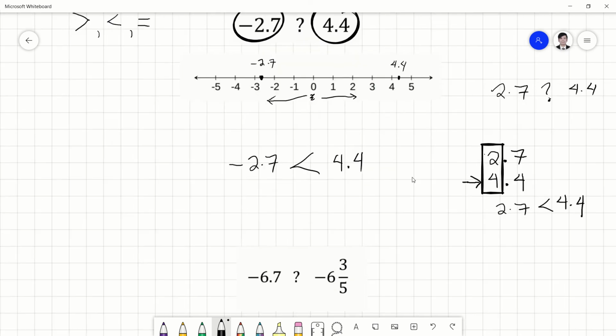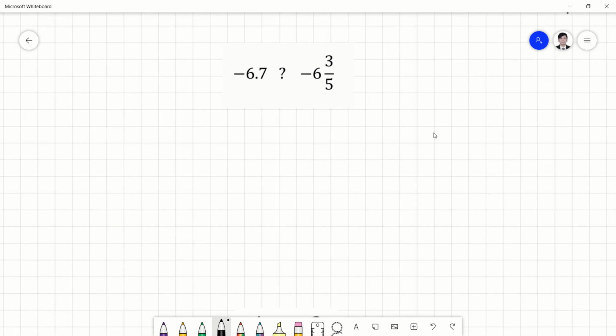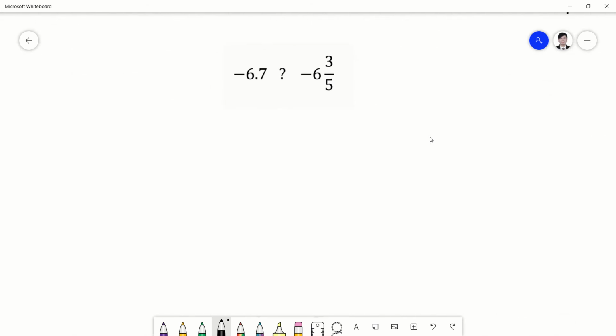Let's look at another example. What if we have negative 6.7 and the other one is negative 6 and 3/5? That means we're now comparing a decimal with a mixed number. For you to compare them, we can convert negative 6 and 3/5 into a decimal. So negative 6 and 3/5 is the same as negative 6 plus 3/5.